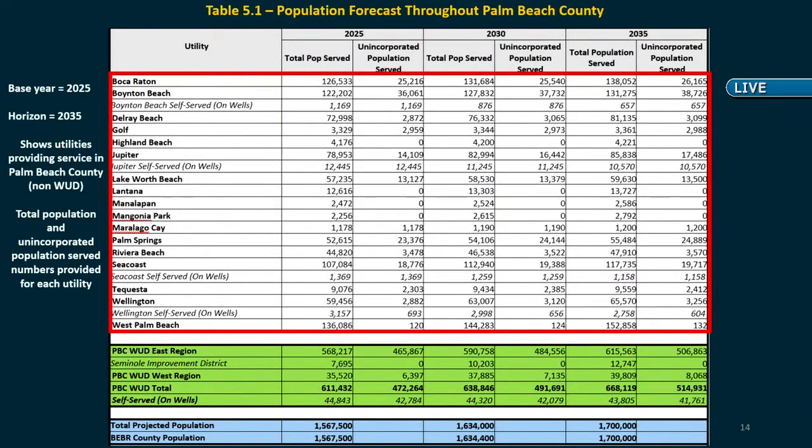This table also summarizes the population forecast for various municipalities throughout Palm Beach County. Again, it was provided by the Palm Beach County Planning Division. It also shows the population of the county's unincorporated area that is being served by different municipalities.